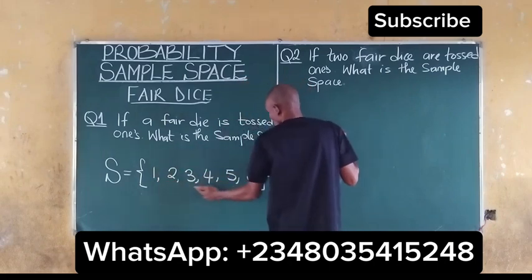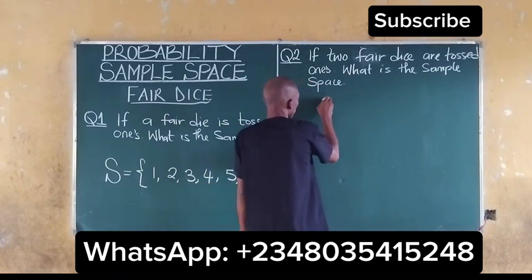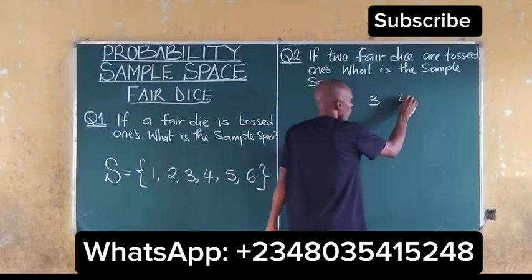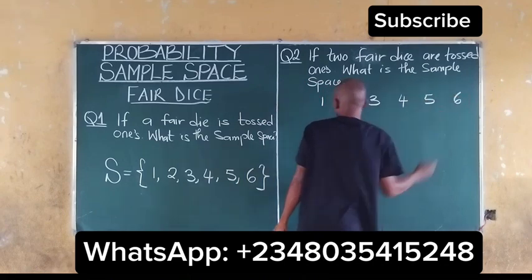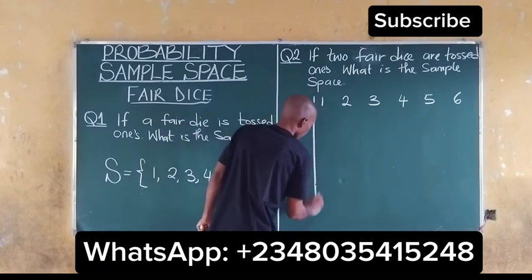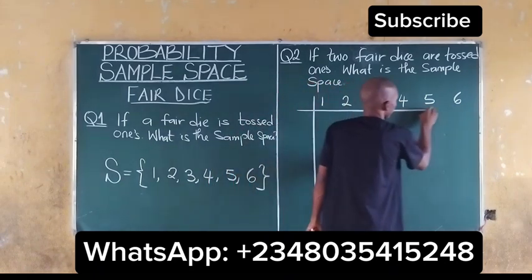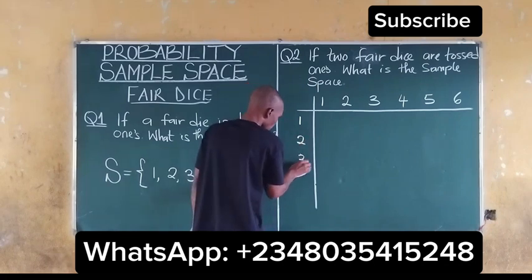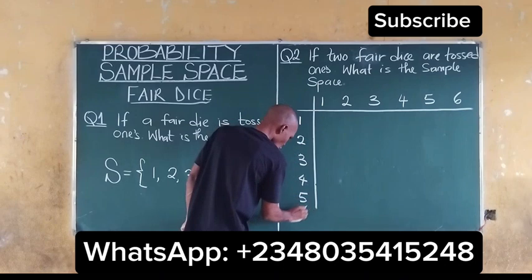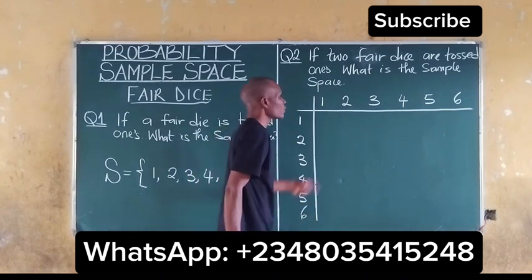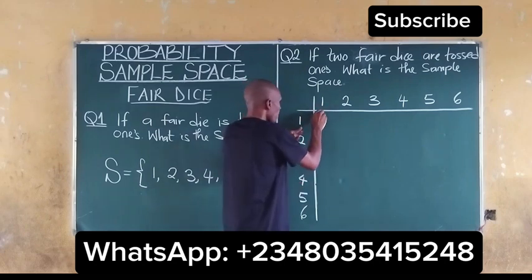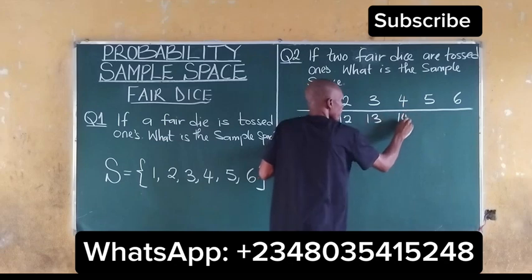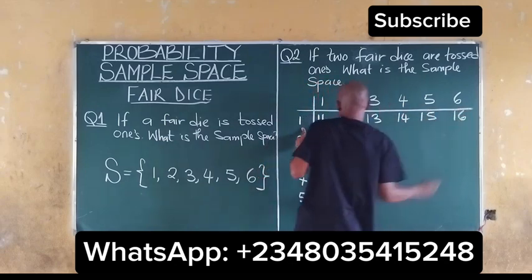Of course, we've already seen that if we toss 1 die, we get 1 to 6. So we have either 1 will show up, or 2, or 3, or 4, or 5, or 6 will show up. If we toss another die, 1 will show up, 2, 3, 4, 5, or 6 will show up. So we'll now combine them. If we combine this, we'll get 1,1; 1,2; 1,3; 1,4; 1,5; and 1,6.